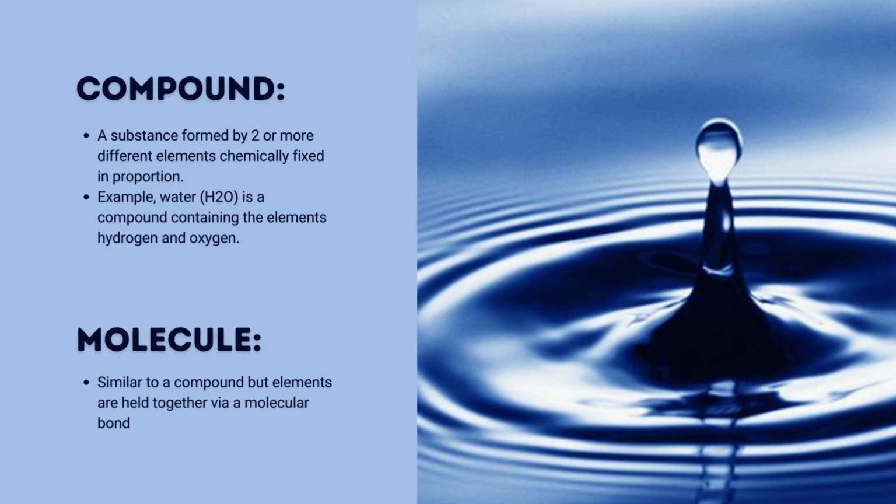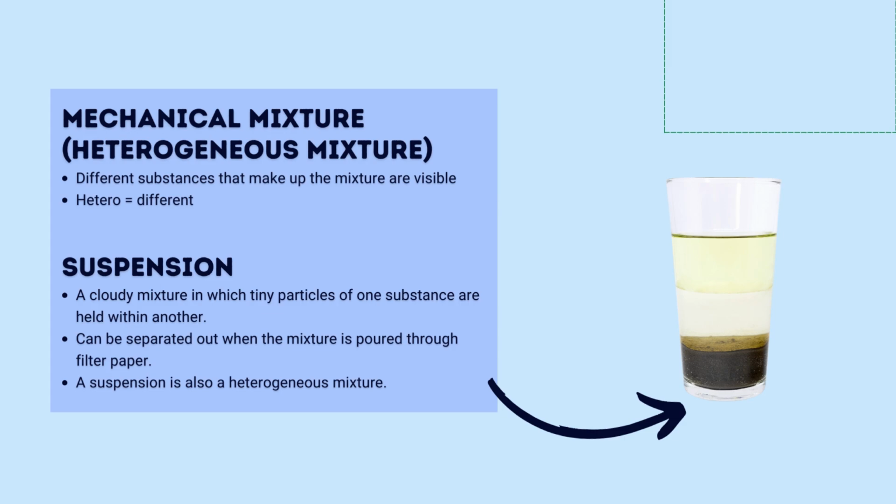A mechanical mixture, also known as a heterogeneous mixture, consists of different substances that are visible to the naked eye. The term hetero means different. One type of heterogeneous mixture is a suspension, which appears cloudy because tiny particles of one substance are held within another. However, these particles can be separated out when the mixture is poured through filter paper. Therefore, a suspension is also a type of mechanical mixture.